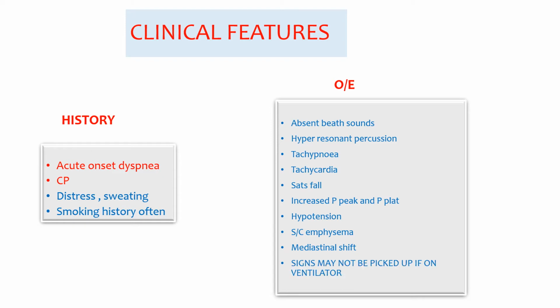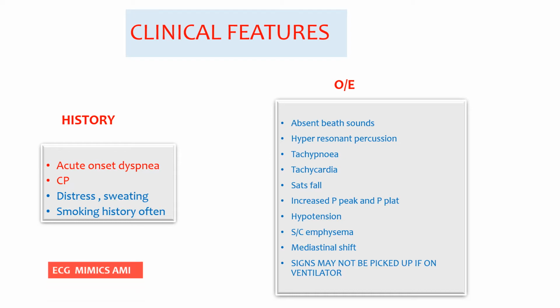Mediastinal shift occurs in tension pneumothorax. And some of these signs above may not be picked up if the patient is on the ventilator, because it becomes a little difficult on the ventilator to pick up absent breath sounds and hyperresonant percussion if the pneumothorax is not very big.